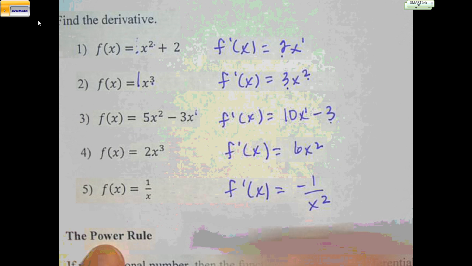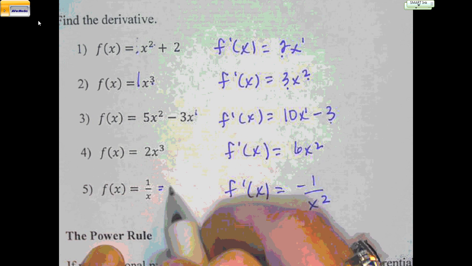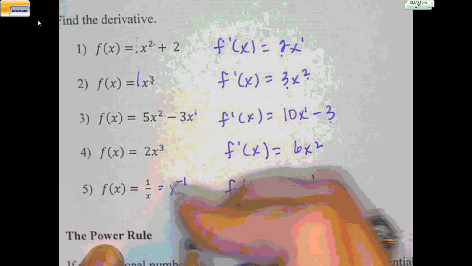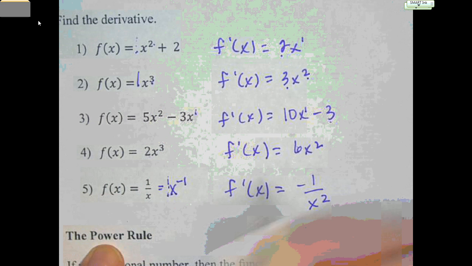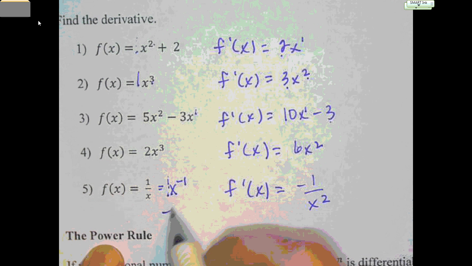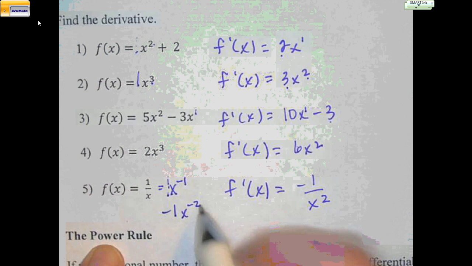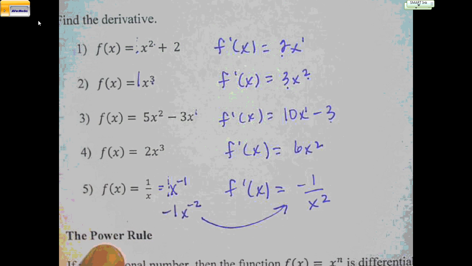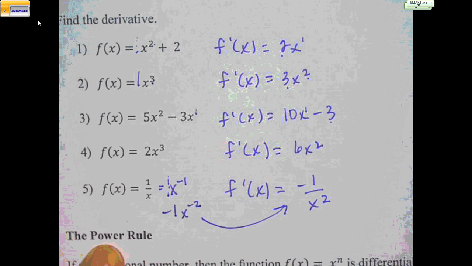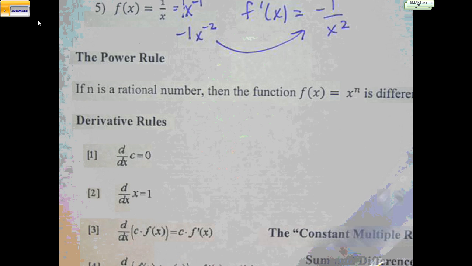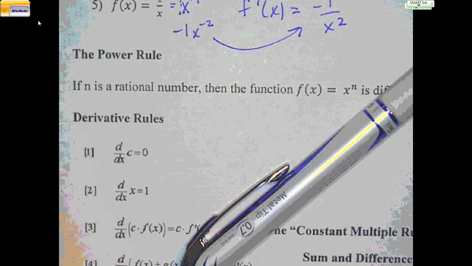Can't you rewrite this as x to the negative 1? Oh, yeah. And there's a 1 here. Negative 1 times 1 is negative 1. Subtract an exponent, we get negative 2. Isn't that the same thing? Ta-da! It's called the power rule. So let me pass out your notes for today so you've got all this and we can go a little faster.